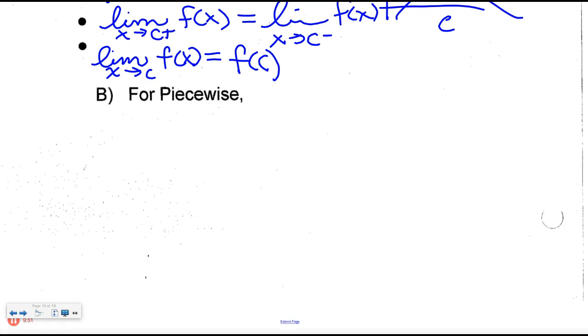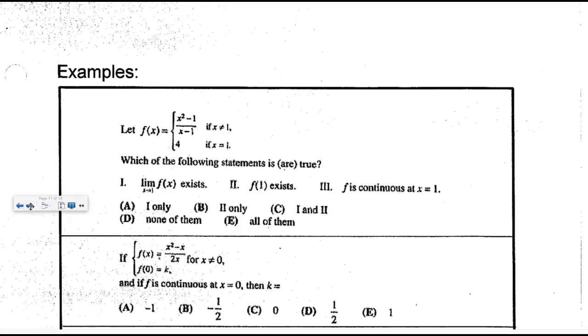Speaking of pieces, how about a piecewise function? When we're asked if a piecewise function is continuous, we really just need to make sure that these three things happen. And really the biggest one is this guy: when we come in from the left, we're equal to where we come in from the right, because it's almost always going to be defined. So let's go take a look.